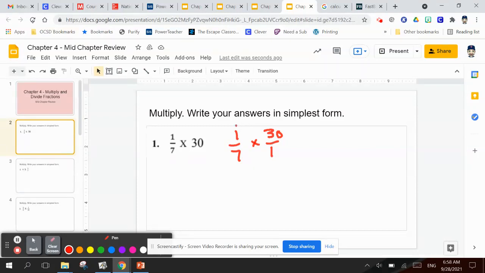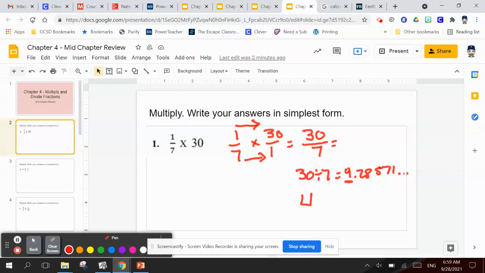So what I'm going to do is multiply the numerator times numerator. 1 times 30 is 30. I'm going to multiply the denominator. 7 times 1 is 7. So then I need to find this in simplest form. I can divide 30 divided by 7, which gives me 4.28571... So I'm going to take that whole number 4.